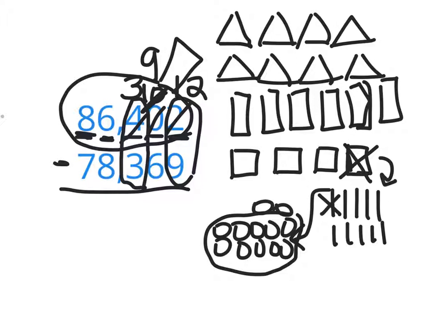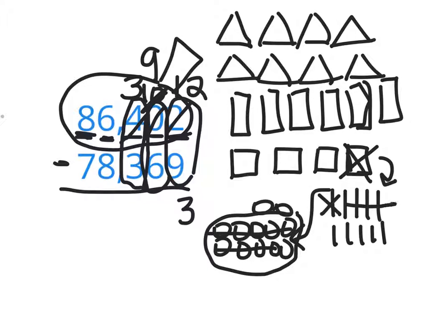Now we should be able to subtract in the ones place. So 12 minus 9, I can cross out 9 of these, and that will leave me with 3 ones left. 1, 2, 3. Let's go to the tens place. I need to take away 6 tens, so let's take away 6 more.